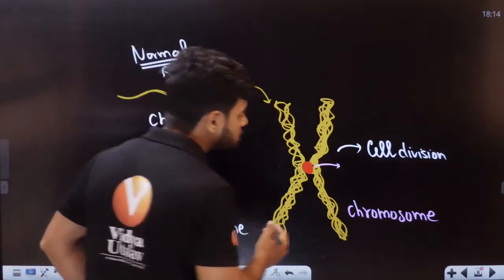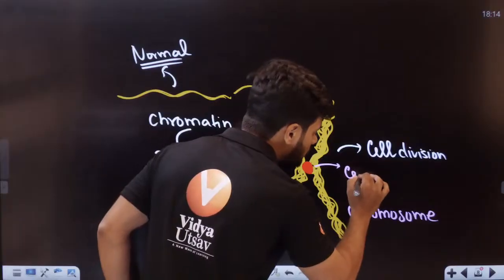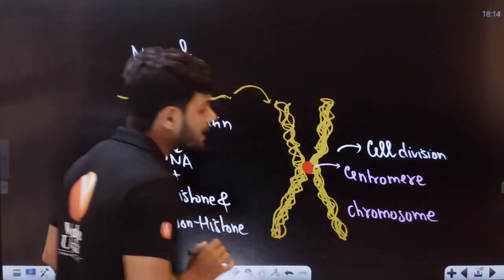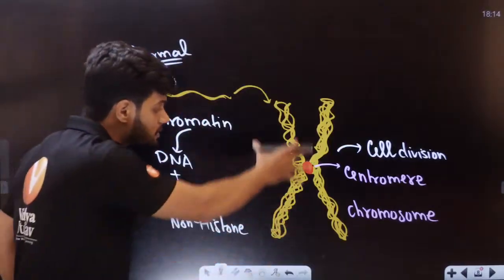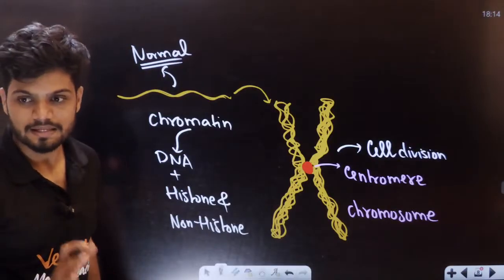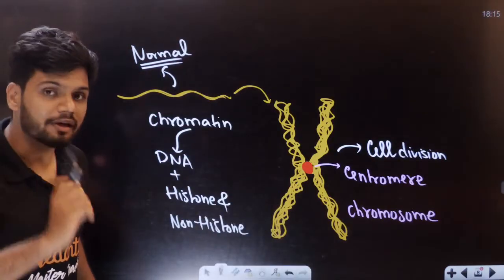Okay. The primary constriction is called the centromere. So this right here is the centromere. This is called a chromosome. Right in the middle is called the centromere. Okay, centromere students. Now listen to me very carefully.